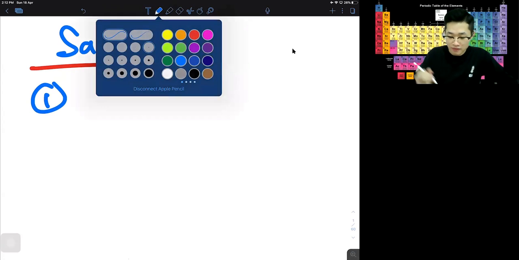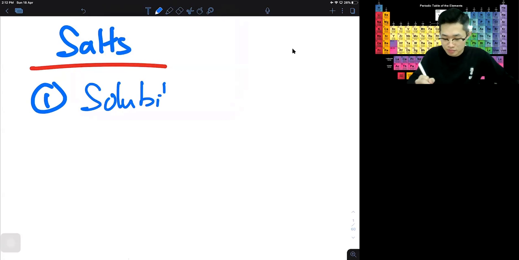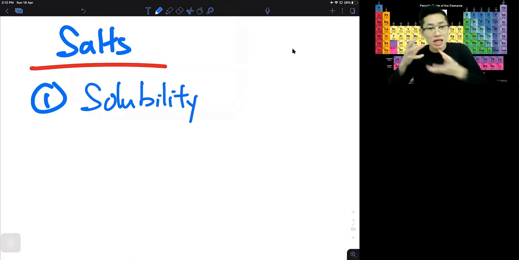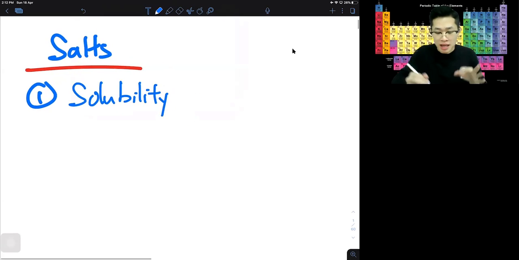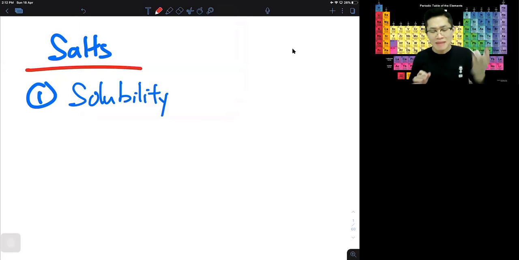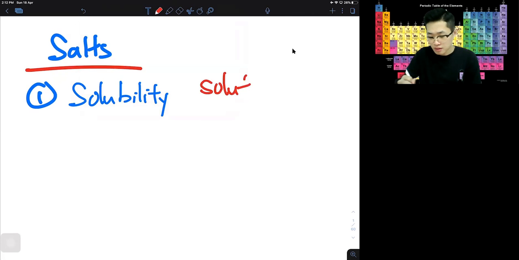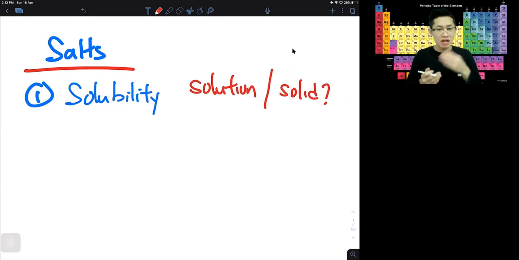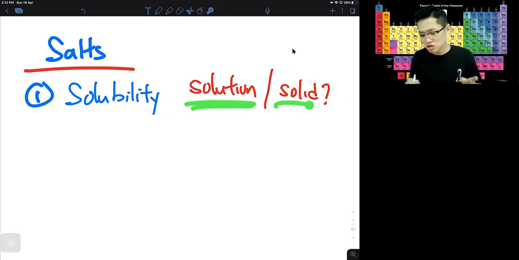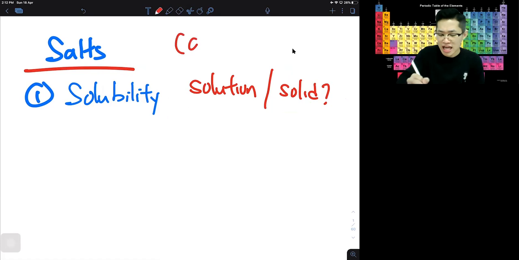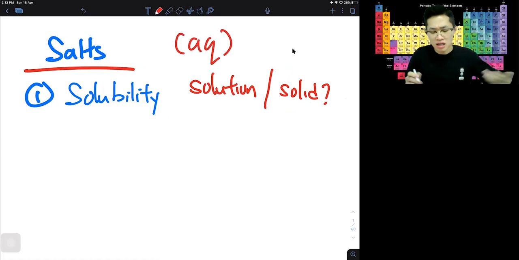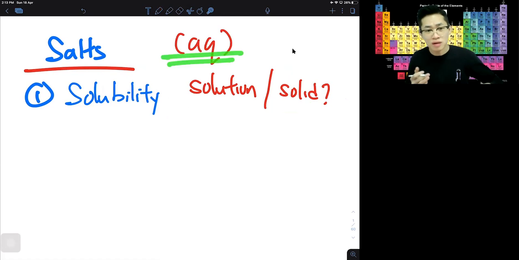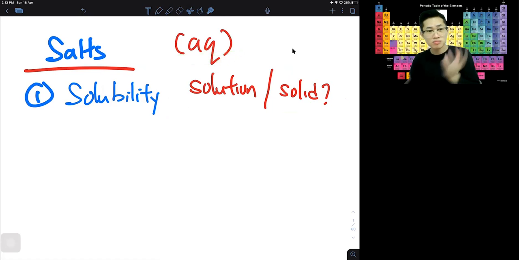The first one is the solubility of salt. That means whether a chemical is soluble or insoluble. And from the solubility, you will be able to tell whether the substance is a solution or solid. When they ask you to write an equation, sometimes you don't really know whether it is solution or solid. Sometimes you see an equation with aq, and you ask me, why is there aq? How do I know it is aq? It's all from this chapter.